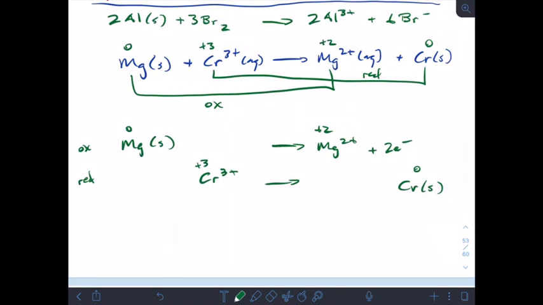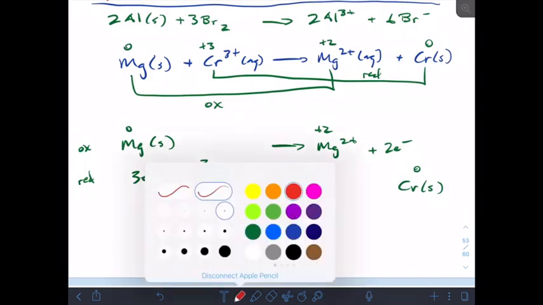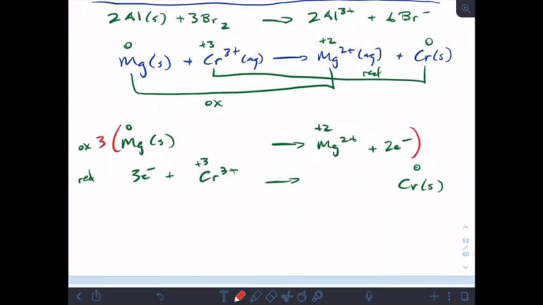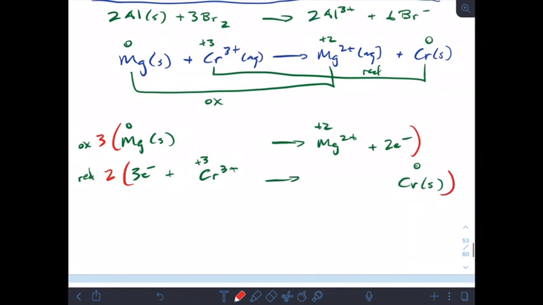In my reduction half reaction with the chromium, I go from a plus 3 to a 0. That's a change of 3, so 3 electrons have moved. So I'm going to put them on the side with the more positive oxidation state. Okay, so again, I need my electrons to balance out. I need to be able to cancel those out. So I'm going to multiply, just like I did in the previous problem, to get a common multiple. My common multiple is 6.